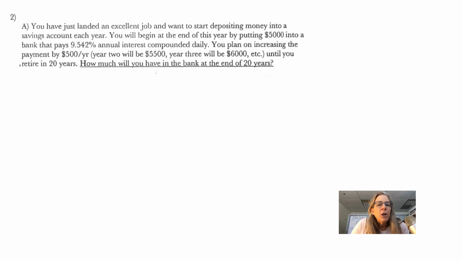You plan on increasing the payment by $500 per year. Year 2 will be $5,500, year 3 will be $6,000, etc., until you retire in 20 years. How much will you have in the bank at the end of 20 years?